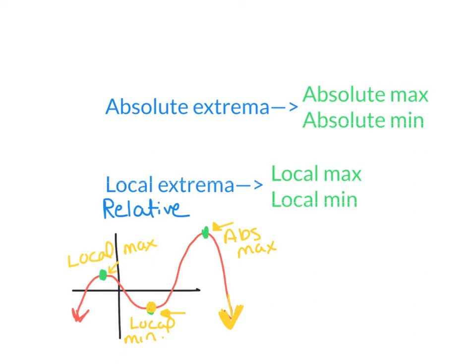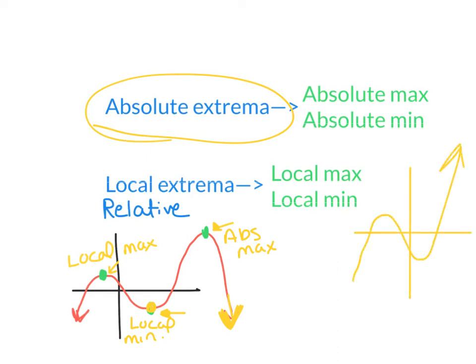It is possible that you have no absolute extrema in a polynomial function. If you had one that looked like this, the value here would be a local maximum because you will get higher than that, so it's not an absolute. And this one right here would be a local minimum because, again, you'll get lower than that.